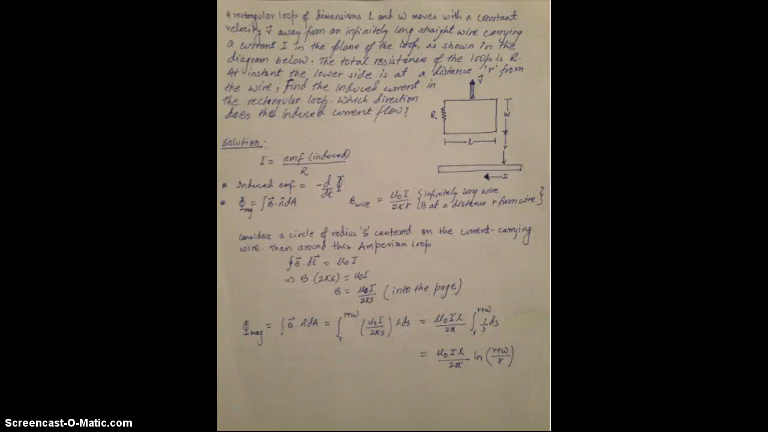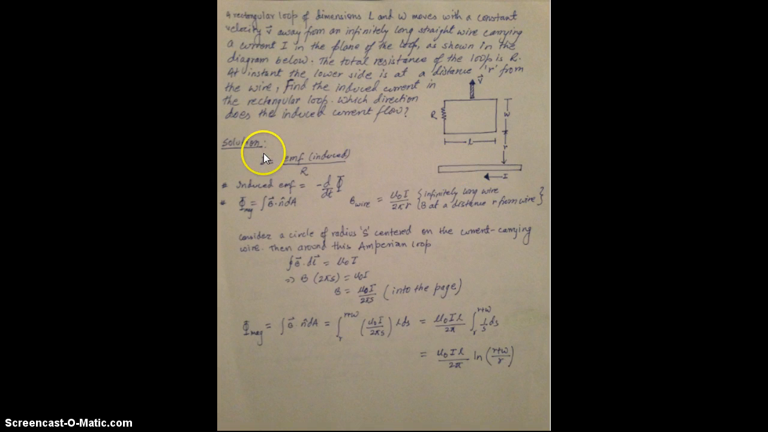Hey guys, today I'm going to solve a problem from Faraday's law. In this question we have a rectangular loop of length L and width W, with total resistance of big R. The loop moves away with a constant velocity V from an infinitely long straight wire that carries a current I. The question asks us to find the magnitude and direction of the induced current when the lower end of the loop is at a distance small r from the wire.